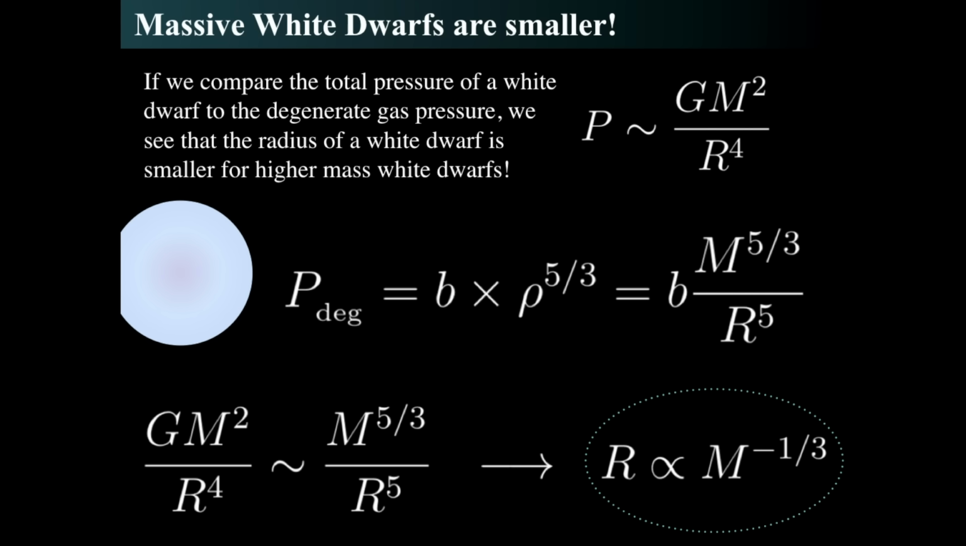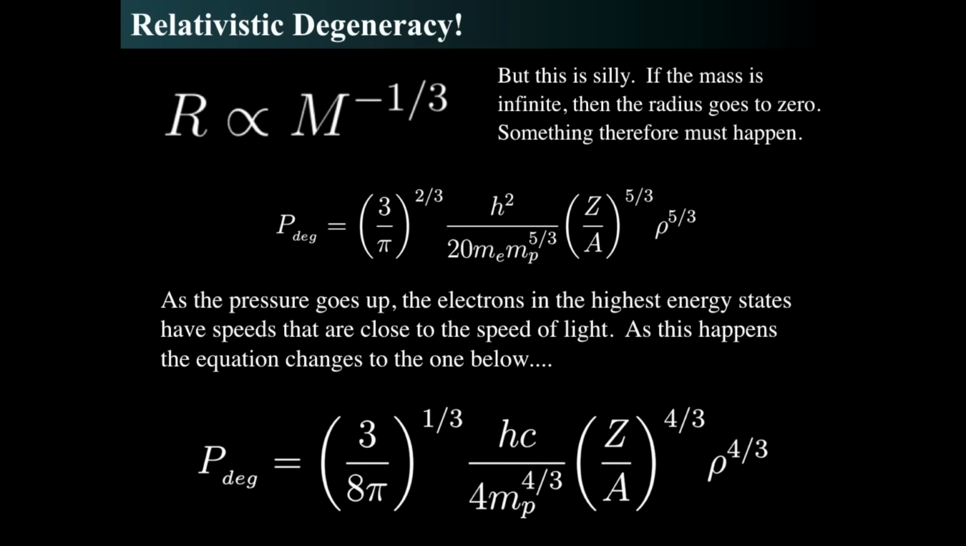So if you had a white dwarf with 10 solar masses, which doesn't exist, but let's pretend it does, and there's a different white dwarf that's 1,000 times more massive than the previous white dwarf, then it will be 10 times smaller in radius. That's crazy, but that's what happens with the degenerate gas, and that's what happens with white dwarfs. So the more massive they are, the smaller they are.